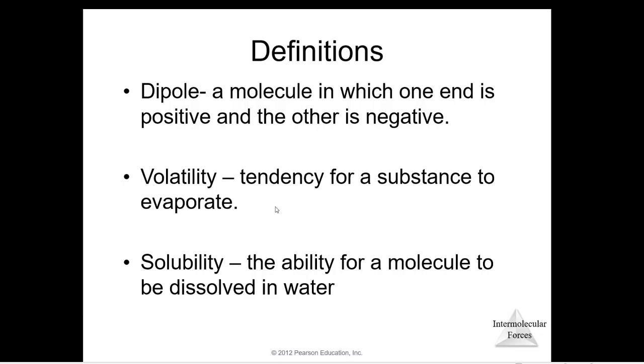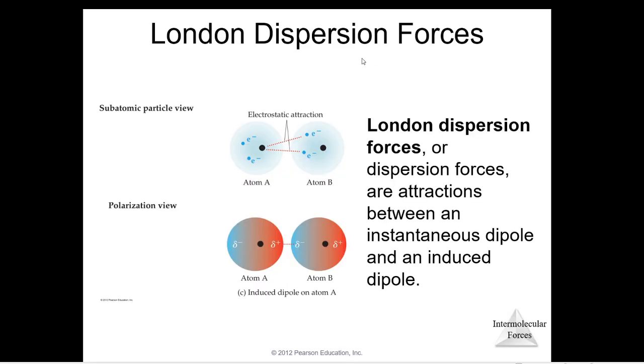And you'll see in the lab some things that have a very low or high volatility. Okay, and which means it has a low boiling point. Solubility means the ability for a molecule to be dissolved in water, so it's soluble. Okay. The first one we're going to talk about is the London dispersion forces.